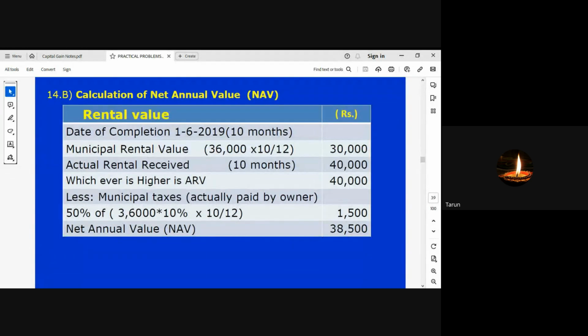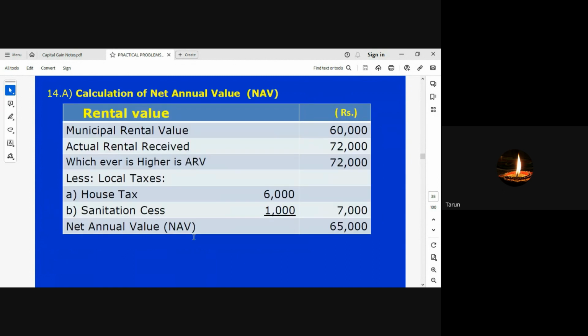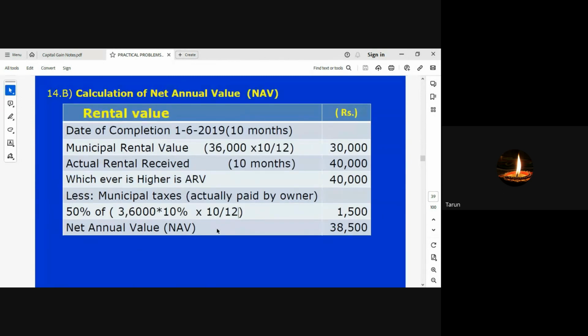In the question it is already given that he paid 50% of taxes during the year. So we have to deduct only 50% of taxes. What are the taxes? Municipal tax of 10% of MRV. MRV is 36,000. 10% of 36,000 into the completion period of 10 months by 12. Whatever the amount is, that is 3,000, you need to deduct 50% of 3,000, that is 1,500. So this is how to calculate the values of taxes.